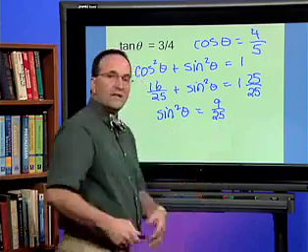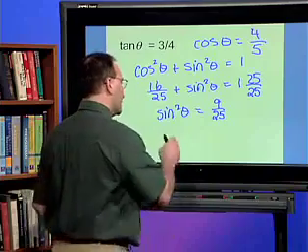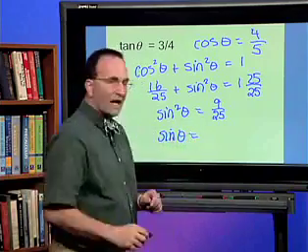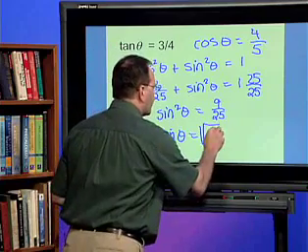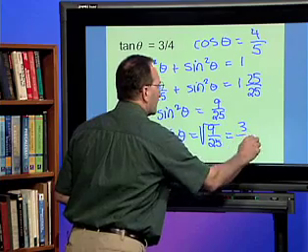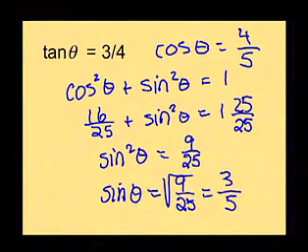9/25. Take the square root of both sides. We're only interested in the positive value because this is in quadrant 1. So we know that the sine theta is the square root of 9/25, which is 3/5. So using those identities allowed us to find both the cosine right here and the sine without using a calculator.